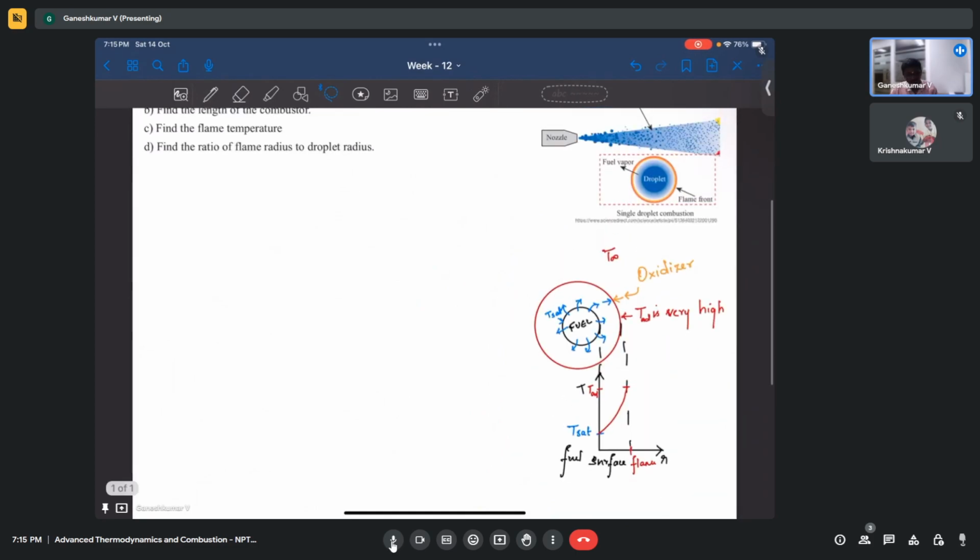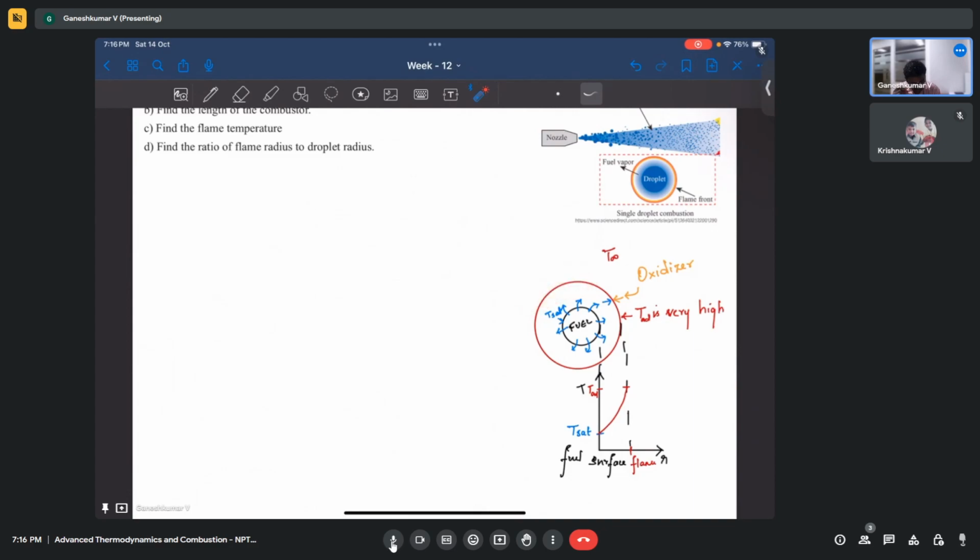So we are going to do some analysis of this droplet. Let's say we have a single droplet. What is the total time it takes for it to evaporate fully and combust? That is called the droplet lifetime. And what is the burning rate of these droplets? And if this is the burning rate, what is the temperature at the flame, basically? What is the flame temperature?